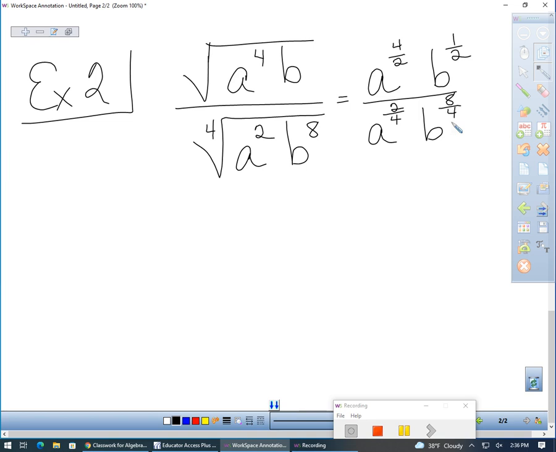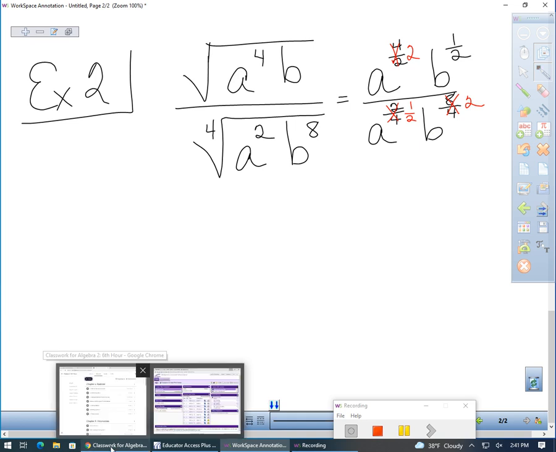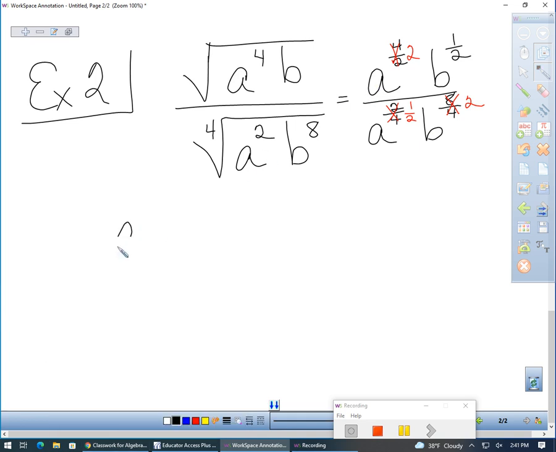Now look at all those fractional exponents. Can we do some stuff with them? We can reduce them, can't we? This first one, 4 divided by 2, it's just 2. How about this one down here? 2 divided by 4, 1/2. And this one, 8 divided by 4, is 2. All right, let's rewrite it now that they're a little bit simpler form. We have a squared, b to the 1/2, over a to the 1/2 b squared.